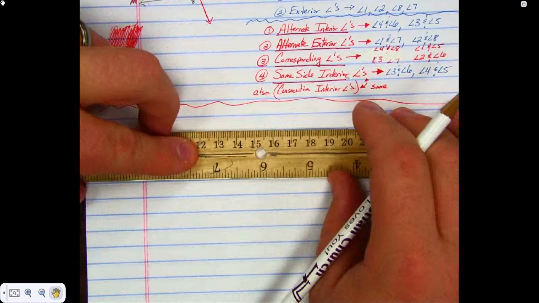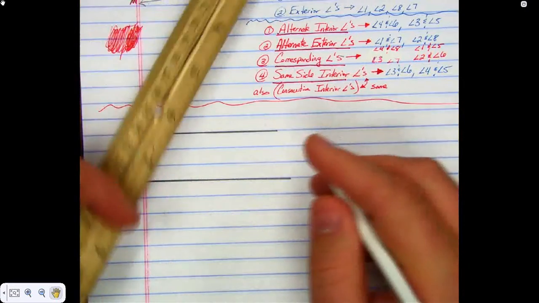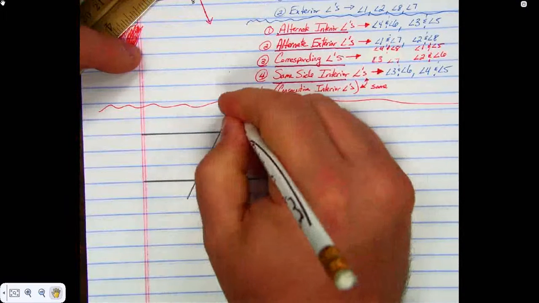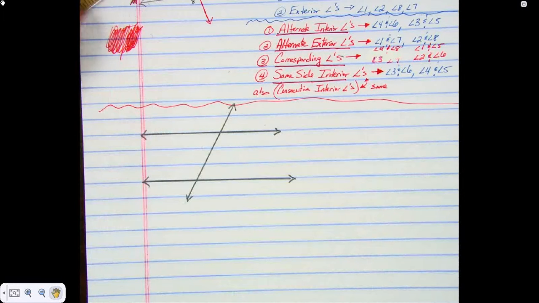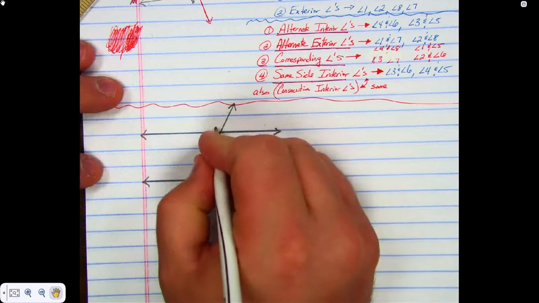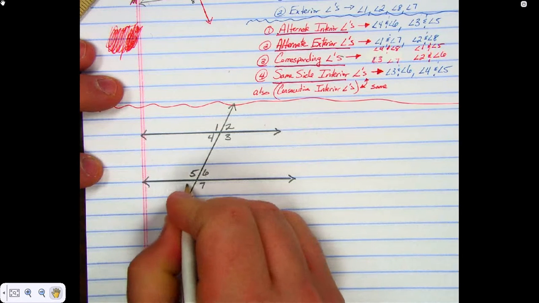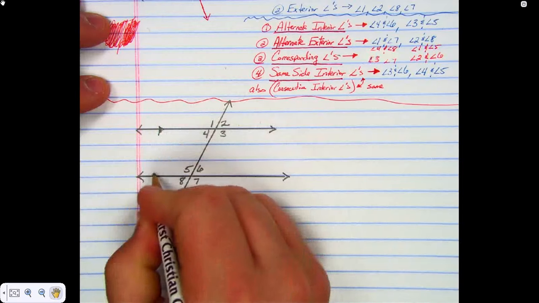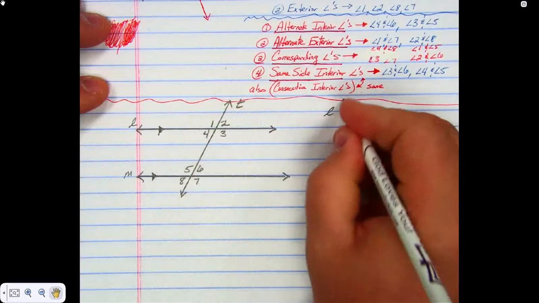So do your best to draw two sets of parallel lines. Angle one, angle two, angle three, angle four, angle five, angle six, angle seven, and angle eight. Make sure you label them that way. What I've got here is two lines that are parallel. I've got the same situation. This is line L, this is line M, and we'll call this line T. But in this case, L is parallel to M.